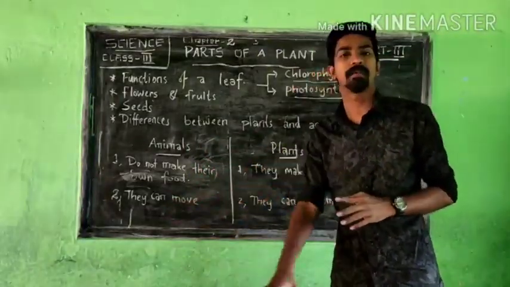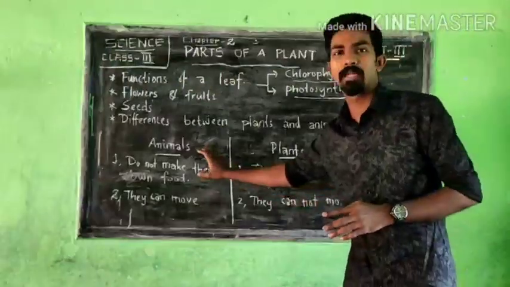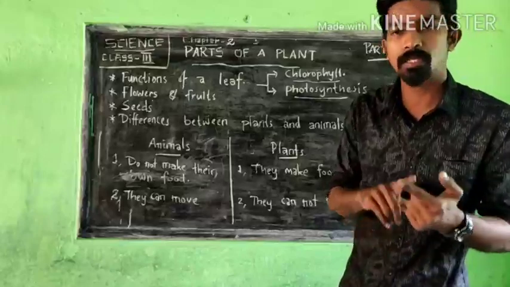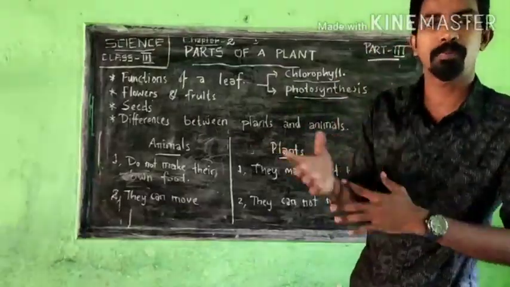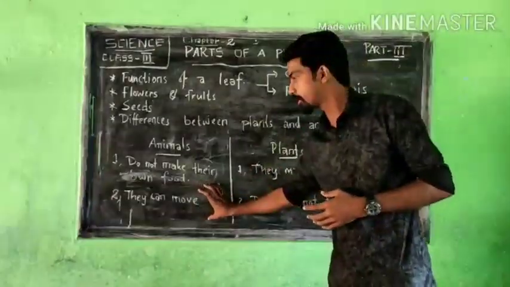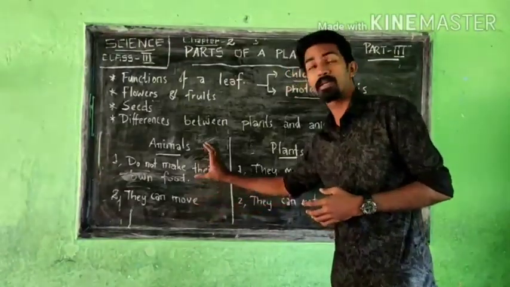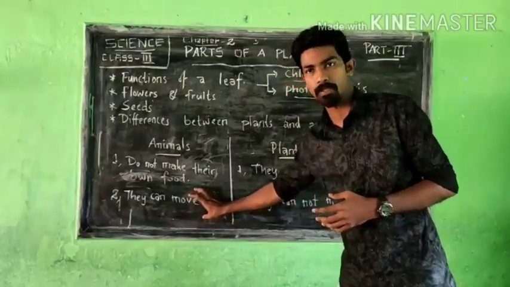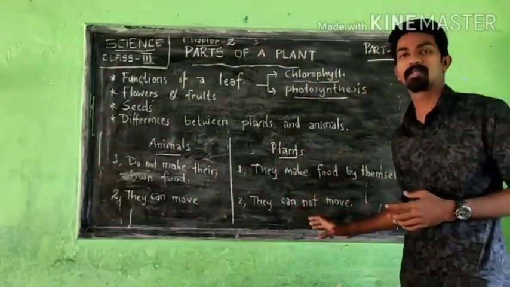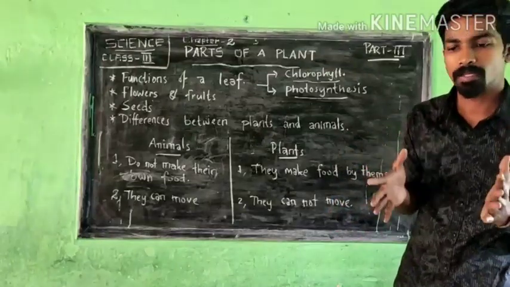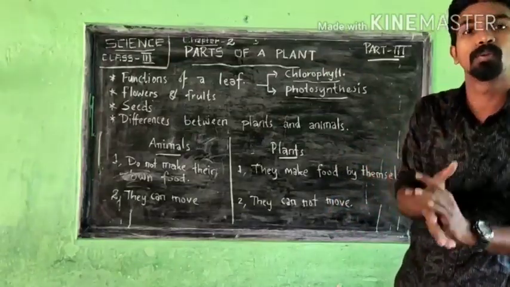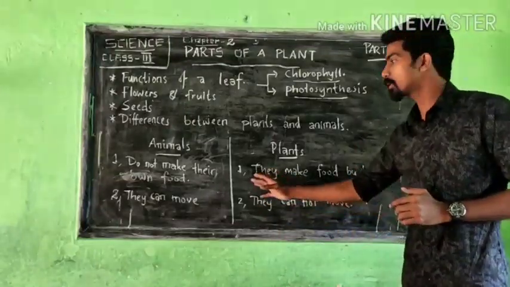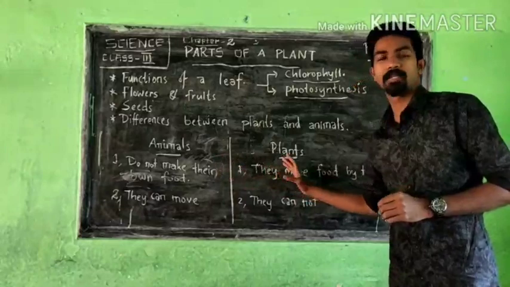Then second one: animals can move. That's the main important thing. They can move in search of food, in search of water, in search of shelter, and to escape from enemies also. This is one of the important things, the clear difference between plants and animals. They can move from one place to another. But in the case of plants, they cannot move. With the help of roots, they are already fixed in the soil. They cannot move. So these are the main differences between animals and plants.